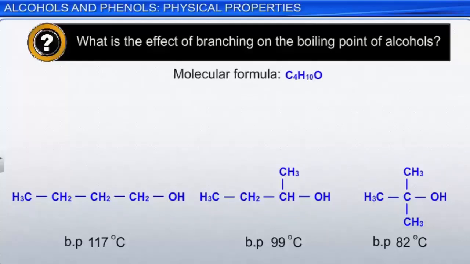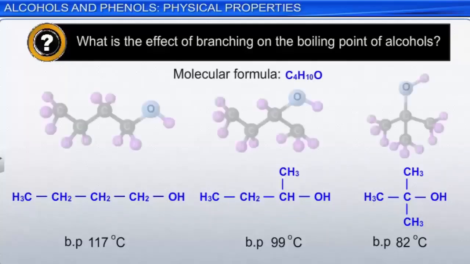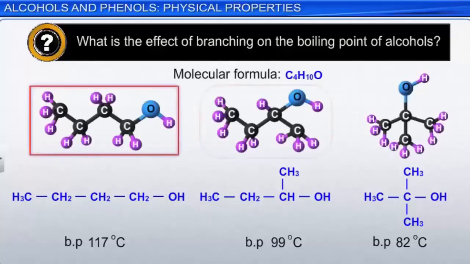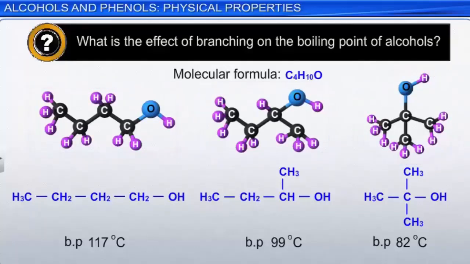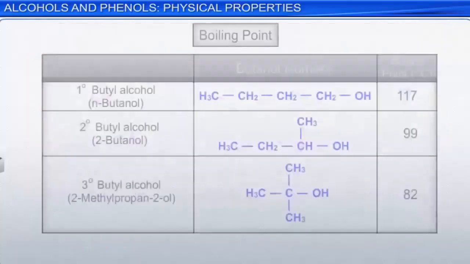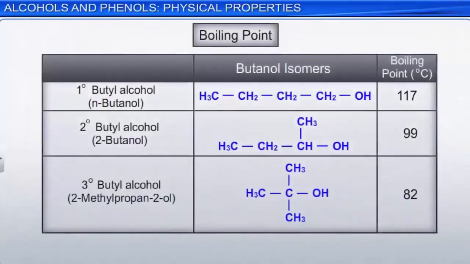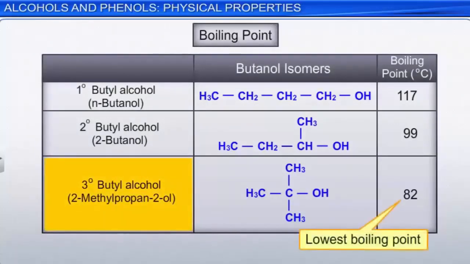As the branching of the carbon chain increases, the molecules attain a spherical shape and the surface area decreases. As a result, the van der Waals forces of attraction become weaker, and therefore the boiling point decreases with an increase in branching. Therefore, among the isomers of butanol, tertiary butyl alcohol, 2-methyl-propan-2-ol, has the lowest boiling point, as shown in the table.